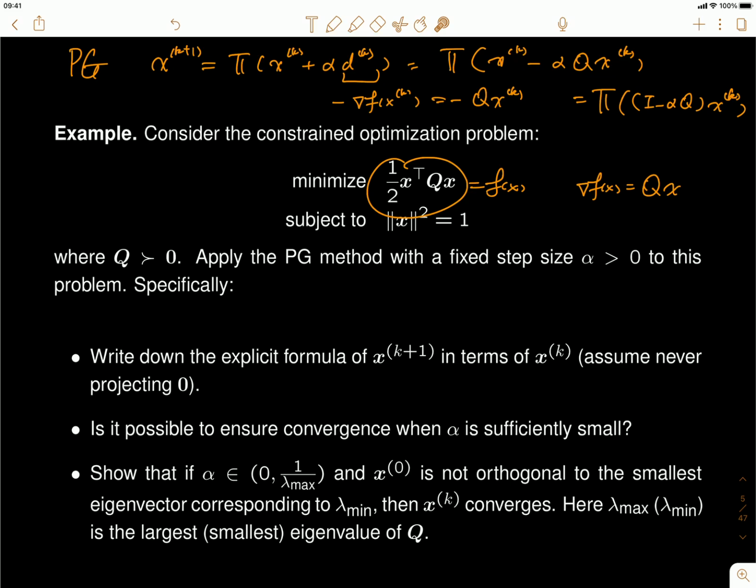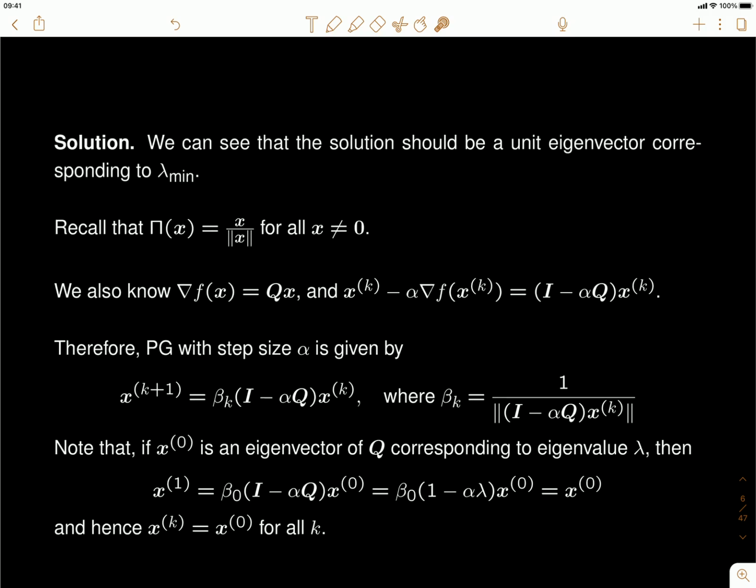Okay, so we're going to show that if alpha is in between and x0 is not orthogonal to the smallest eigenvector corresponding to lambda min, then the xk will eventually converge to the minimizer. Okay, let's show all of this.